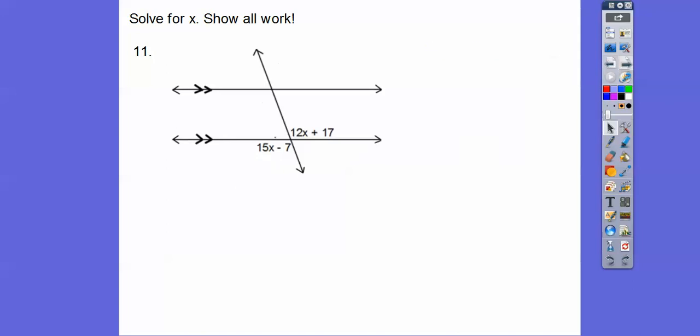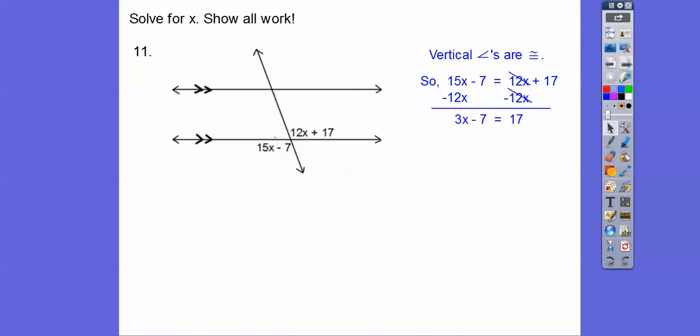All right, and then these guys here, these are vertical angles. Vertical angles are always congruent, so we set those equal. Subtract 12x, add 7, and then divide by 3, and we get 8.